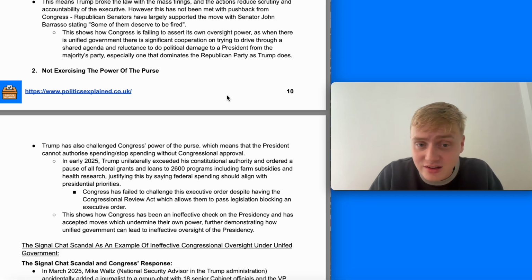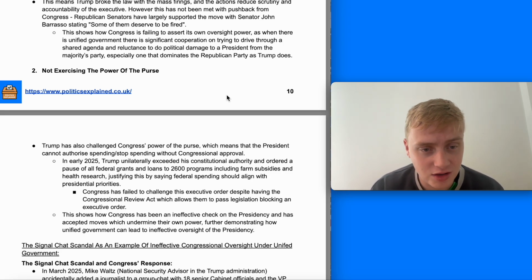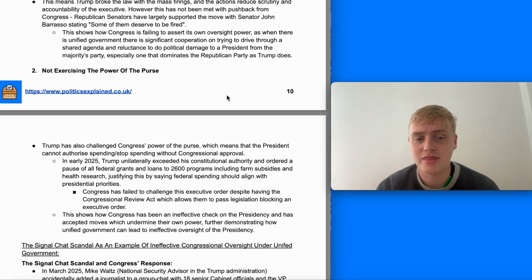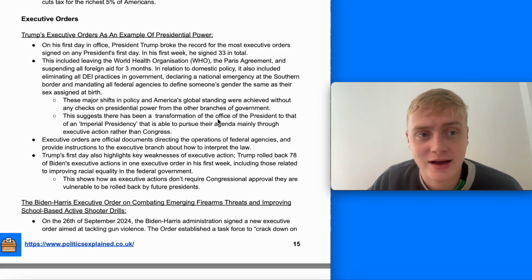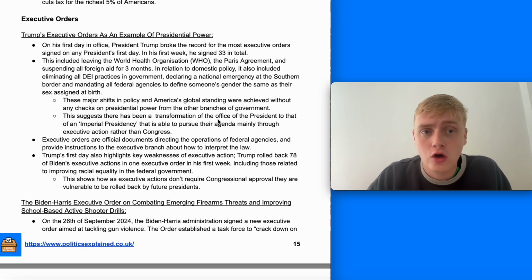Congress failed to challenge this executive order despite having the Congressional Review Act, which allowed them to pass legislation blocking an executive order. This again shows how Congress has been an ineffective check on the presidency. It isn't using its checks, it isn't using the power of the purse. It has accepted moves that undermine its own power, and really shows how in unified government there can be ineffective oversight of the president. Okay, the next example we're going to have a look at is in relation to executive orders, which are a key informal source of presidential powers.